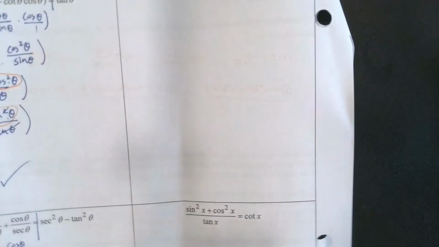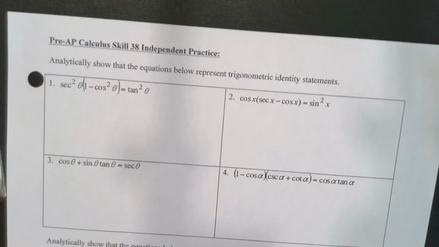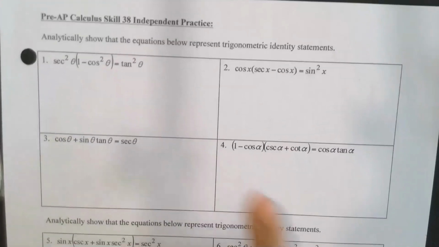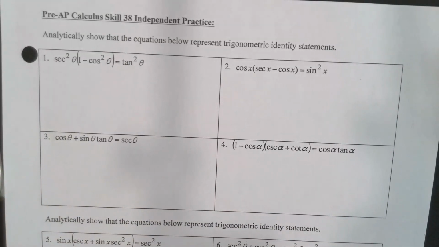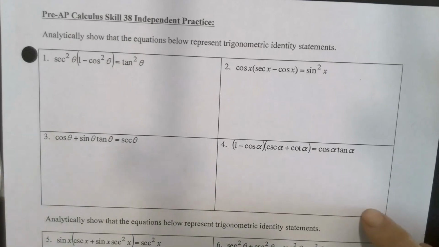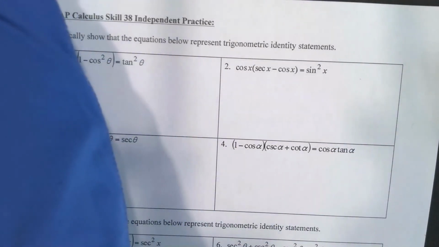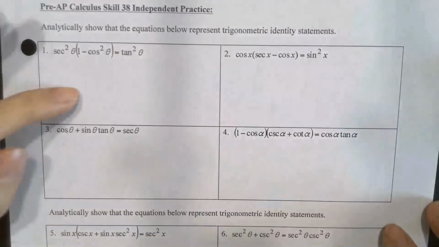What will be your IP? On my haiku, I uploaded skill 38 IP. Your homework is to do number 1 through, I don't really remember, what was it? Number 1 through something, number 1 through 4. Okay, so try, oh, can you see it? Try number 1 through 4.